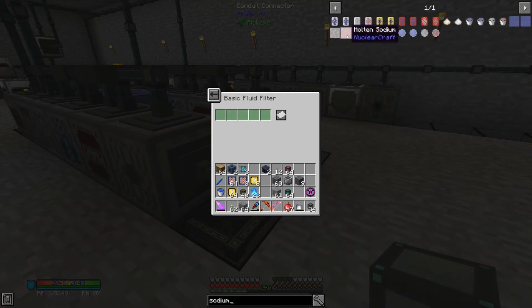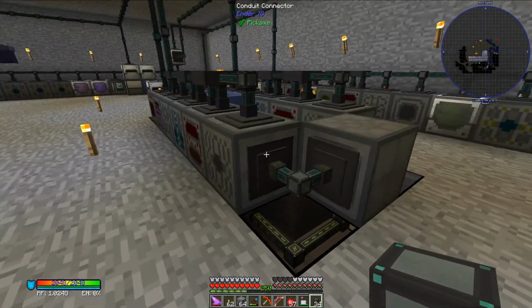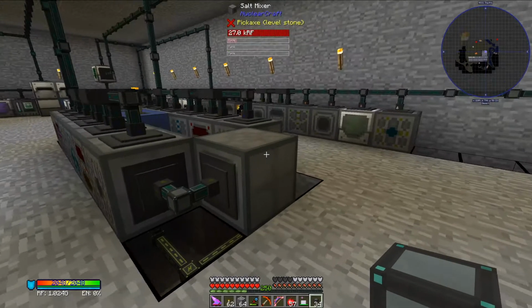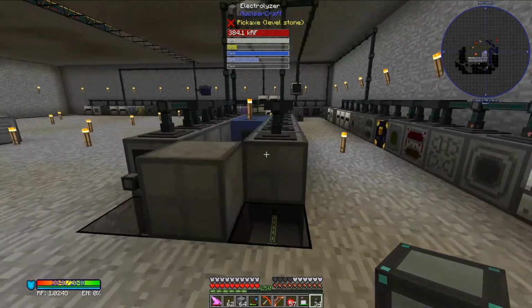So let's look that up. Molten sodium, there we go. It should come into here. And let's go ahead and set this to be extract on green, and this can be insert on green. So we should have molten sodium over here, and that's fantastic.